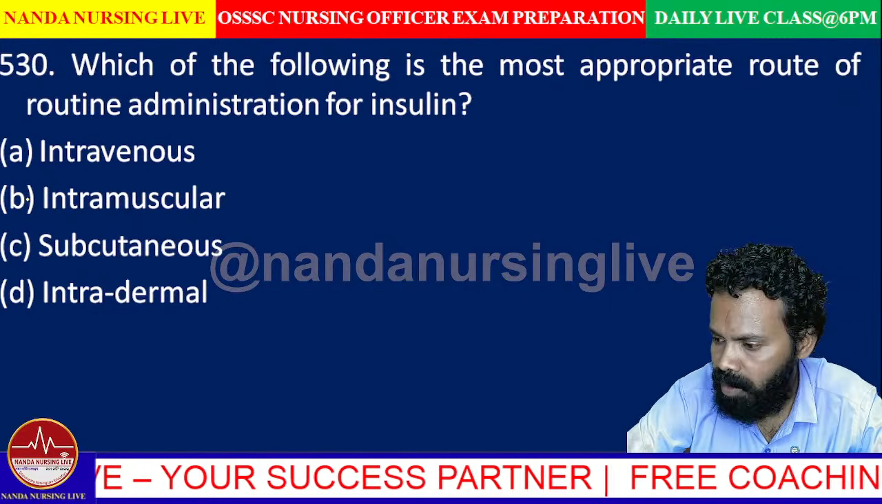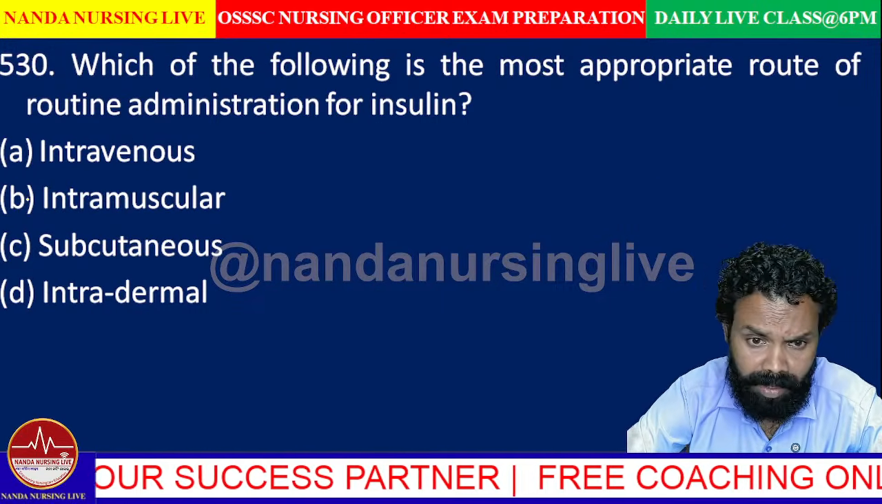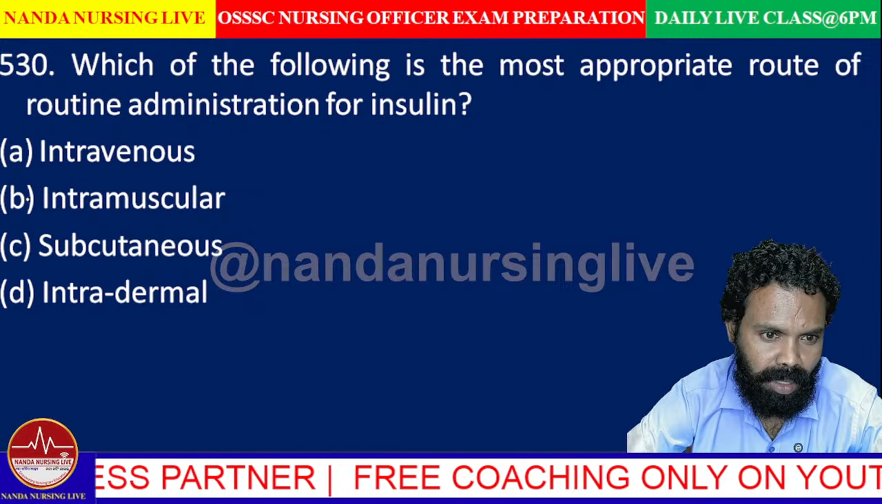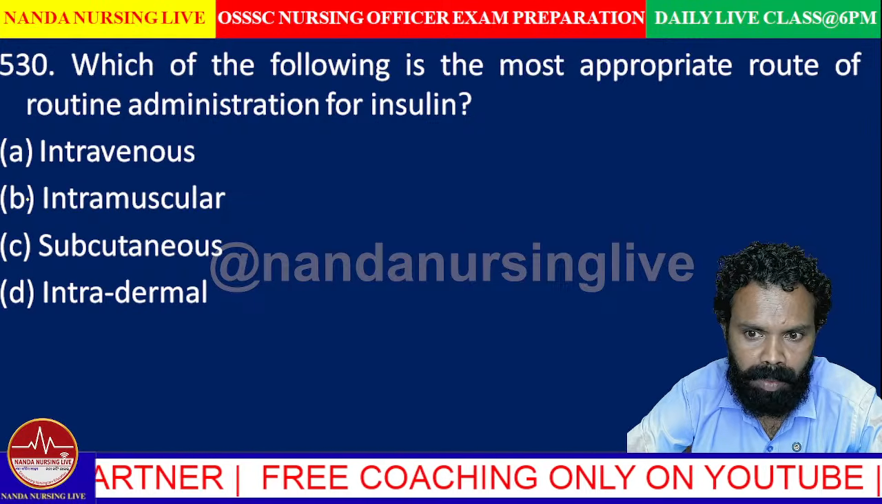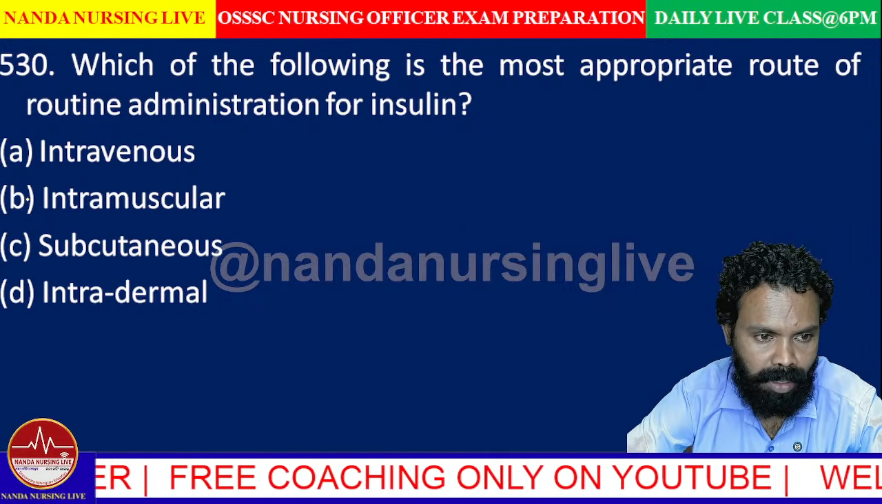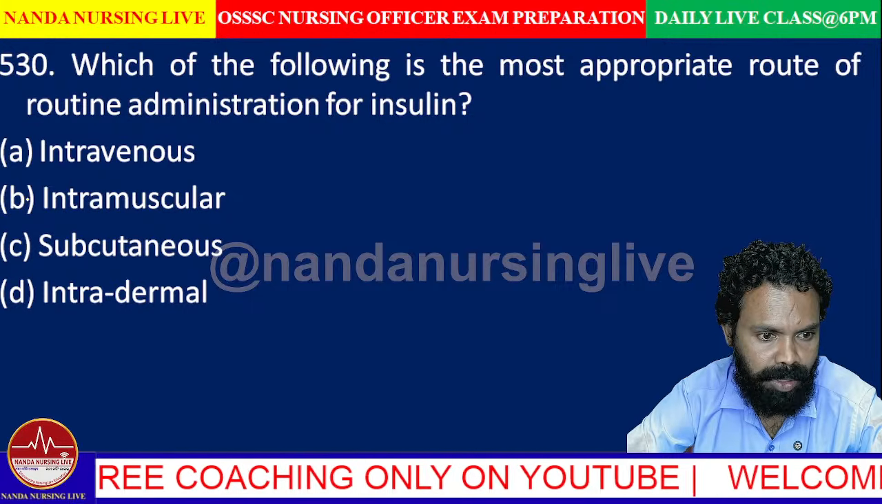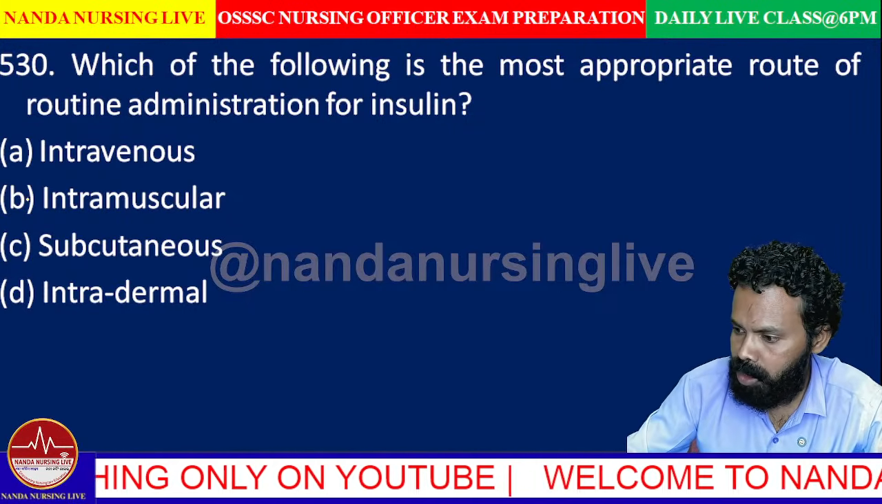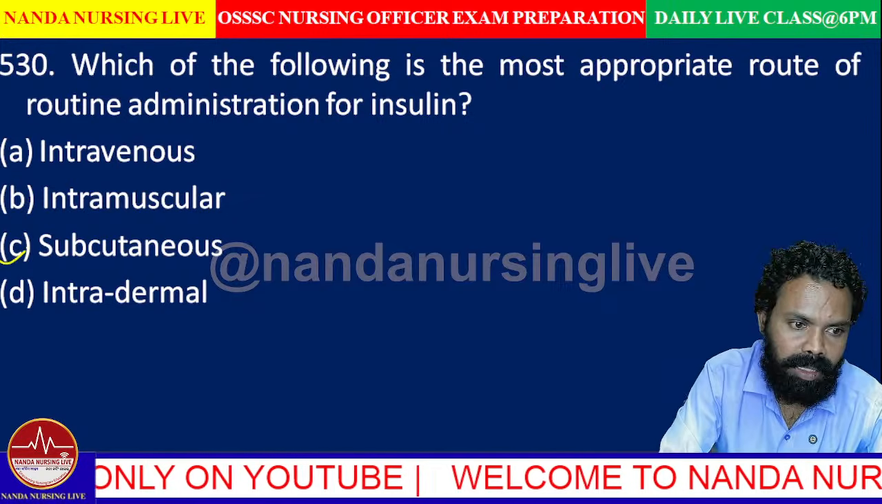नेक्स्ट क्वेश्चन, क्वेश्चन नंबर 530 रे अछि, which of the following is the most appropriate route of routine administration for insulin? Option A is intravenous, option B is intramuscular, option C is subcutaneous, option D is intradermal. So which option is the correct answer? So correct answer is subcutaneous.